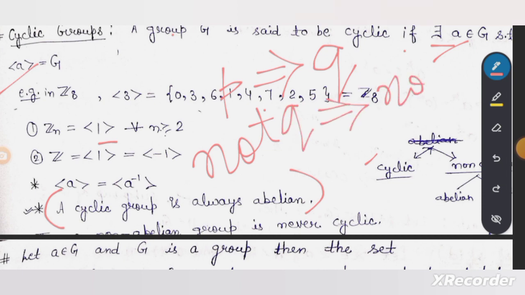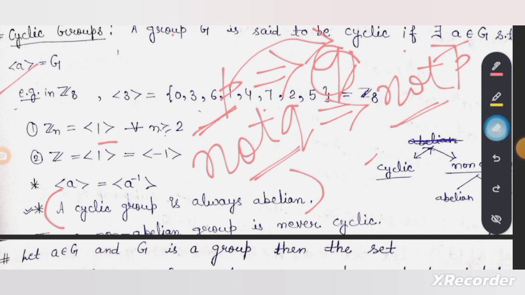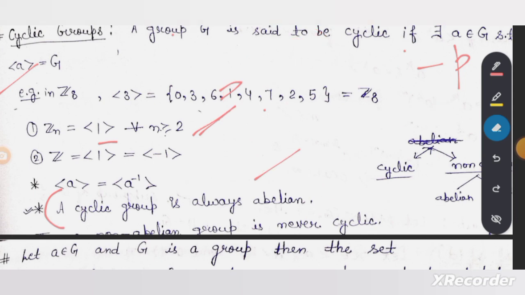Okay, here the statement is: a cyclic group is always abelian. So non-abelian implies non-cyclic. Okay. So a cyclic group is always abelian. An abelian group may be cyclic or non-cyclic.